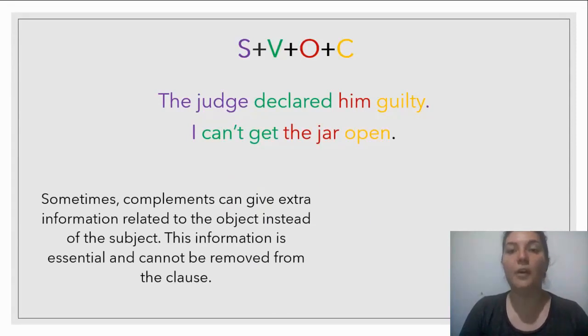For example, who was declared guilty? The judge or him? Who was declared guilty was him. So in this case, the information included in the complement is related to him, the object. The same happens with the following example. What can't be open? The jar, not I. So in this case, open gives us information that is related to the object, the jar.